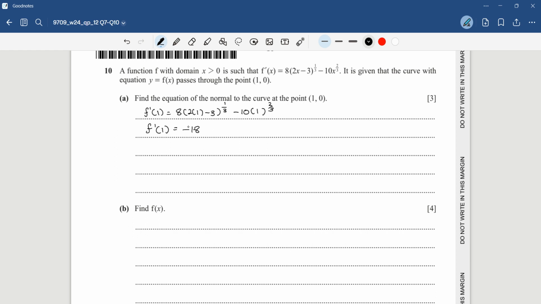So this is the gradient of tangent. Okay, so the gradient of normal multiplied with negative 18 equal to negative 1. So m equal to 1 over 18. Okay, therefore y equal to mx plus c. When x equal to 1, y equal to 0. Therefore c equals negative 1 over 18. So y equal to 1 over 18 x minus 1.